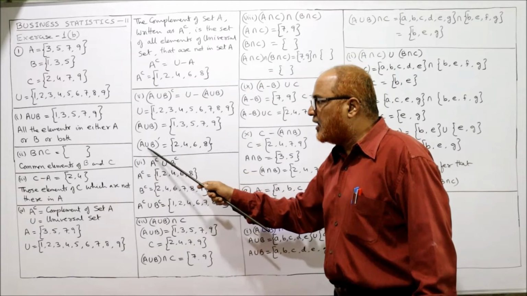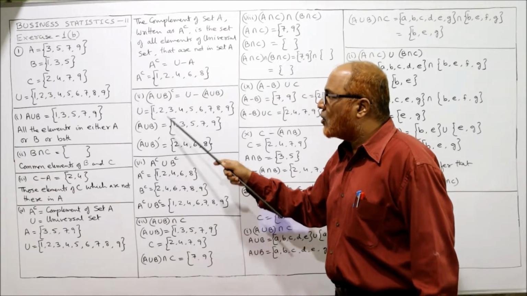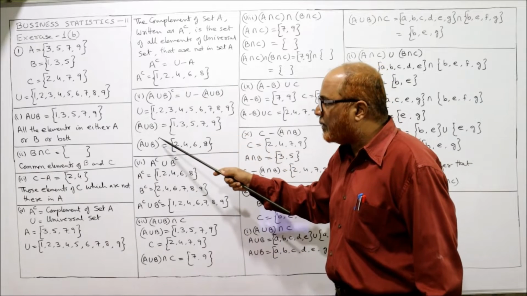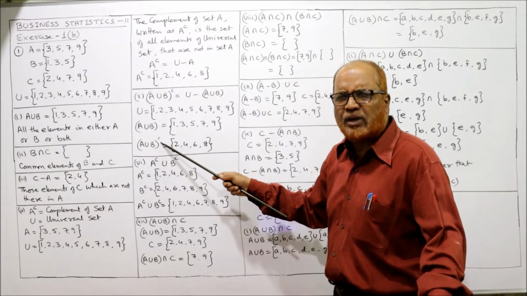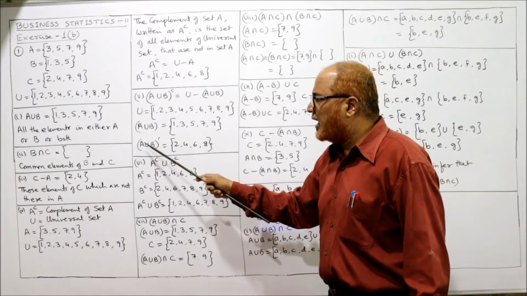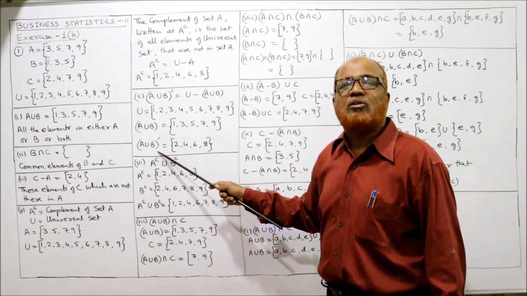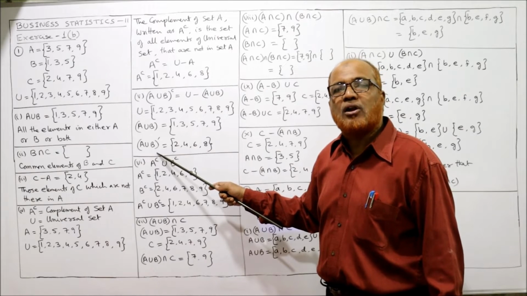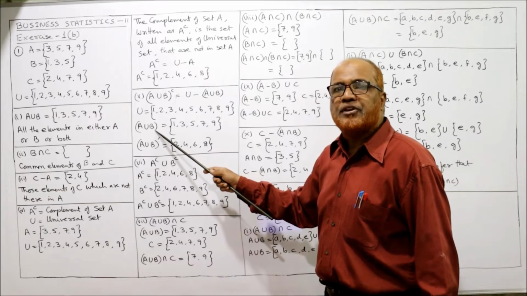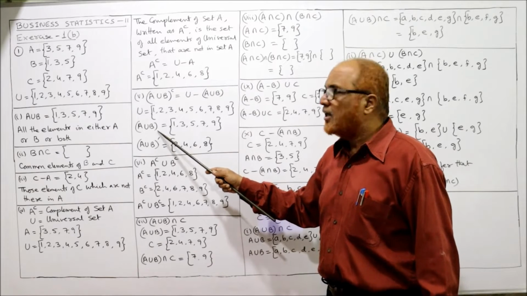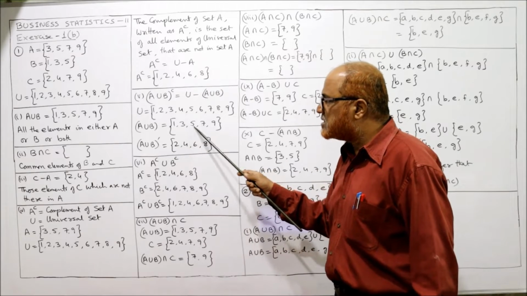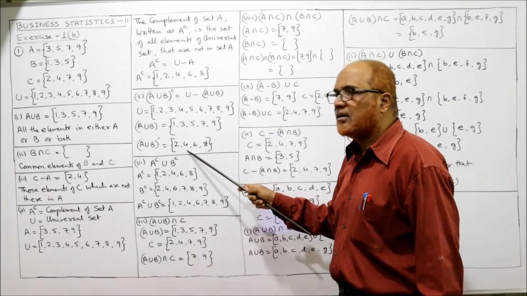And now I need A union B complement. Complement can be written as C or as dash; anything you can write, both mean the same. So A union B complement means all those elements of the universal set which are not there in A union B. That means ignoring these elements, the remaining elements of universal we will take.